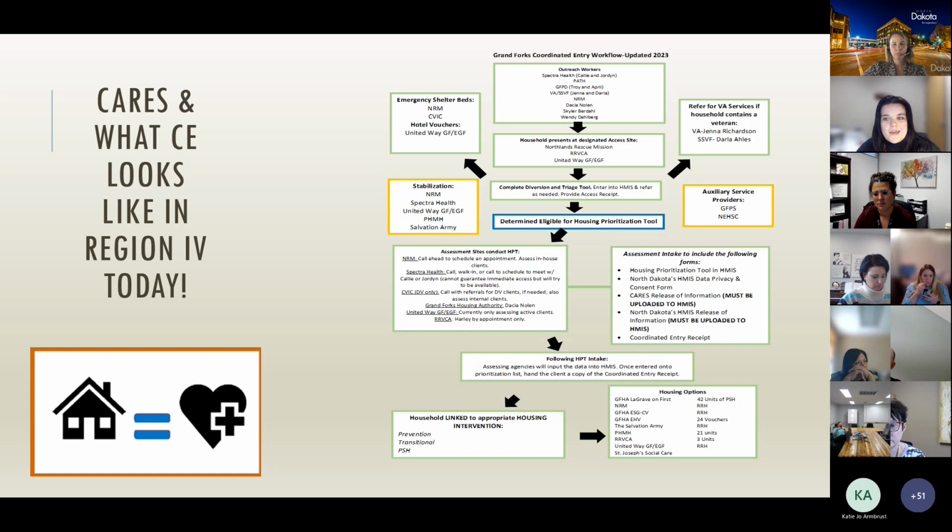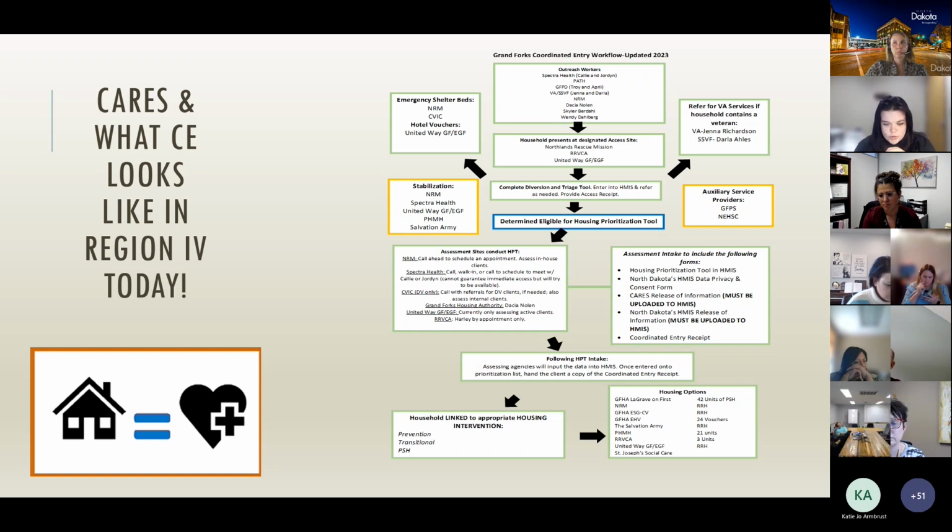Unfortunately, I can't make it larger, but we can get you guys the PowerPoints. As far as assessment sites, we have Spectra Health, we have CVIC, which again, they're domestic violence only, Grand Forks Housing Authority, United Way, Red River Valley Community Action, and I believe we did just receive some signed agreements for Community Options as an assessment site, so I'm assuming they are going to be working on that as well.